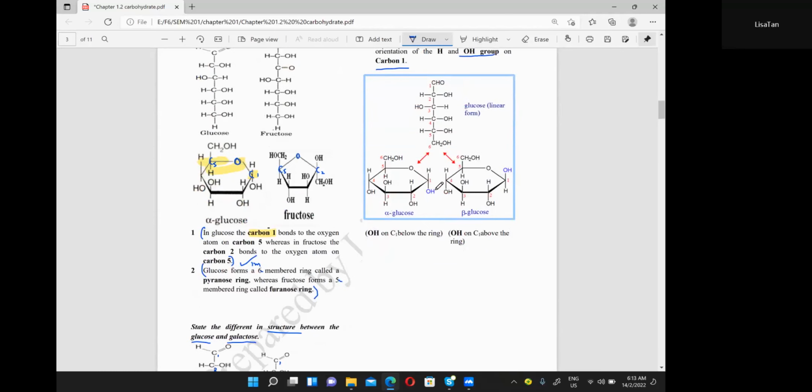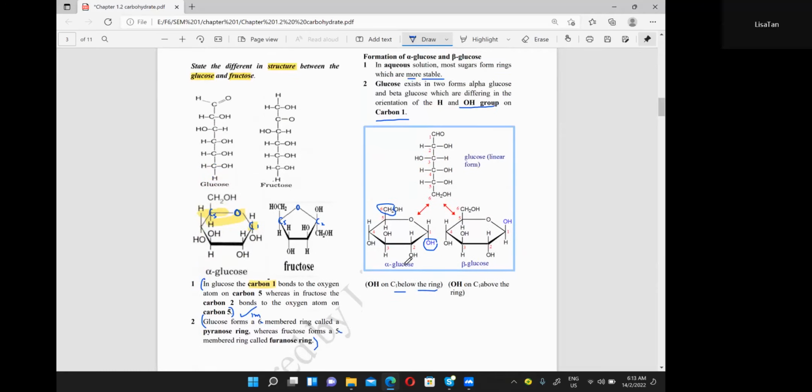If the OH on the carbon 1 is below the ring, this OH is opposite to the CH2 group on the carbon 6. Then this is called alpha glucose. We just look at the carbon 1.